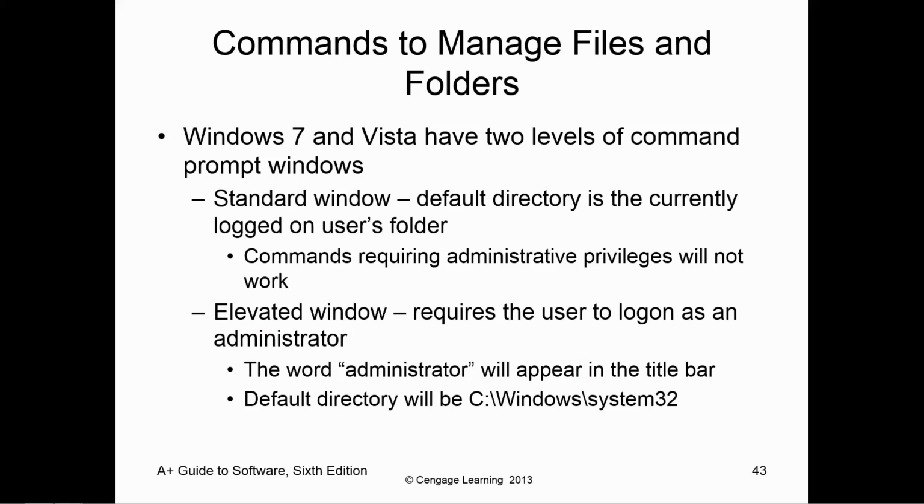There are two levels of command prompt. That's the standard window versus the elevated window. Essentially, a regular window for users or an advanced one for administrators. Normal tasks you can just do in a regular window, but sometimes you might have to do a task that requires administrator access. A standard command line won't work. You actually have to do it from the administrator command line.